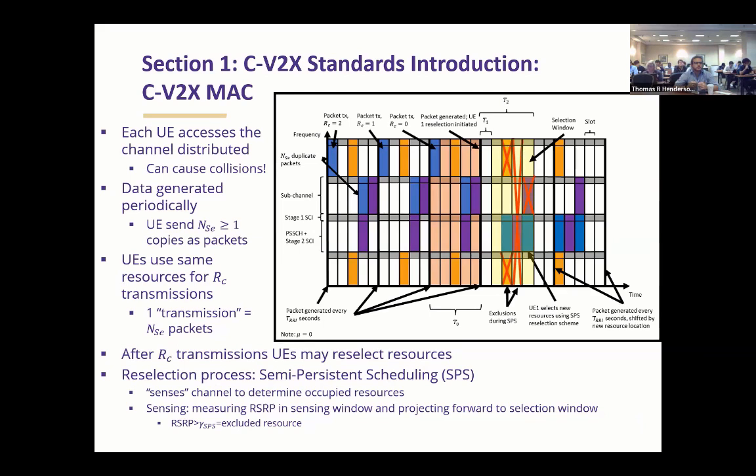Secondly, like I said before, UEs generate data and transmit periodically. Each time they generate data, they transmit NSE copies of that data on NSE separate PRBs. Third, UEs reserve PRBs for RC transmissions. This is selected during reselection randomly. After RC transmissions, the UE may perform reselection with probability PK. During reselection, the UE is going to, quote, sense PRBs to determine if they are occupied. In practical terms, this means checking the RSRP measured over some known symbol if that is above a threshold gamma SPS.